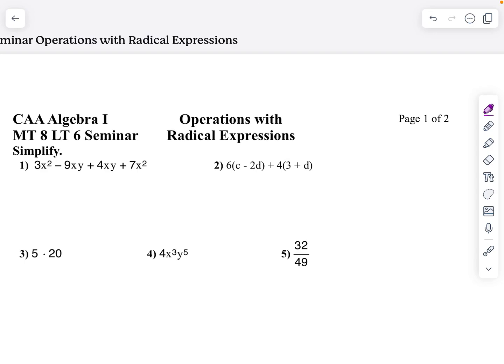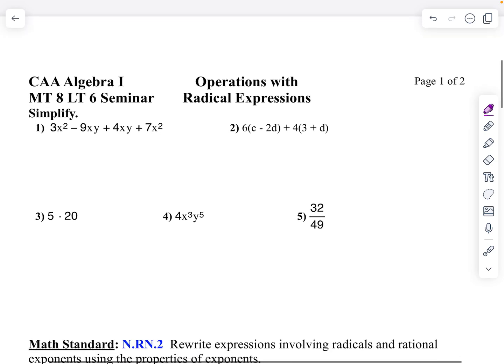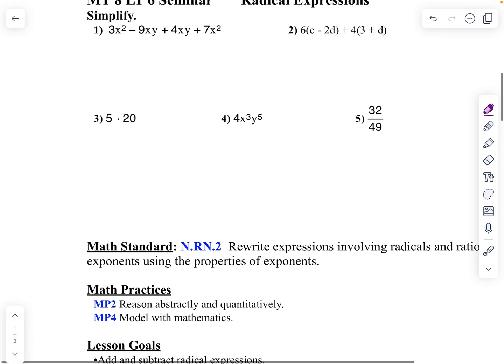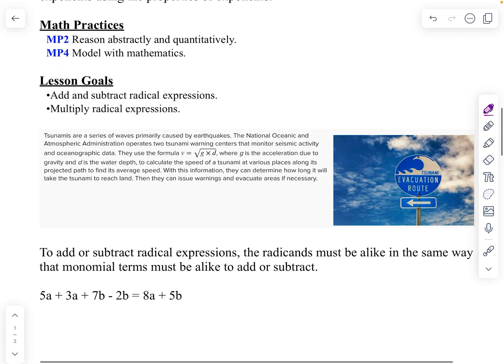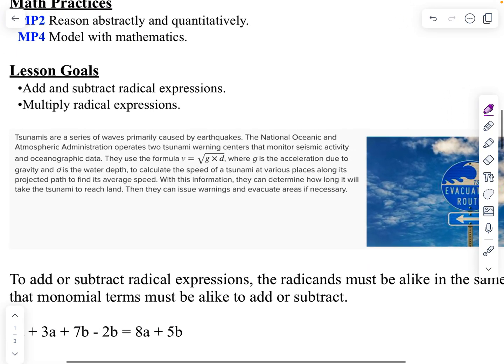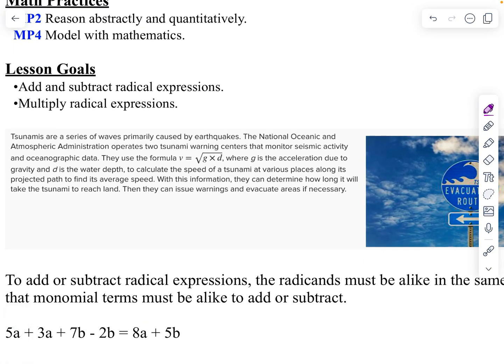MT8 LT6 seminar on operations with radical expressions. First thing I want you to do is the first 5 questions, and we will go over them in class. The reason we're doing this: tsunamis are a series of waves primarily caused by earthquakes.